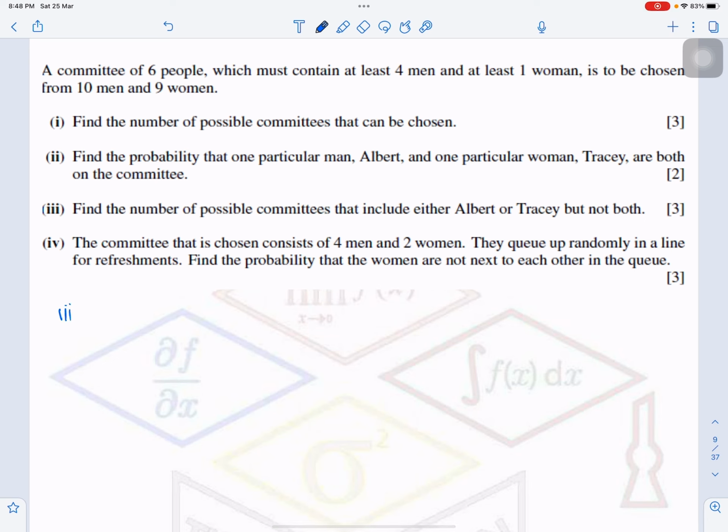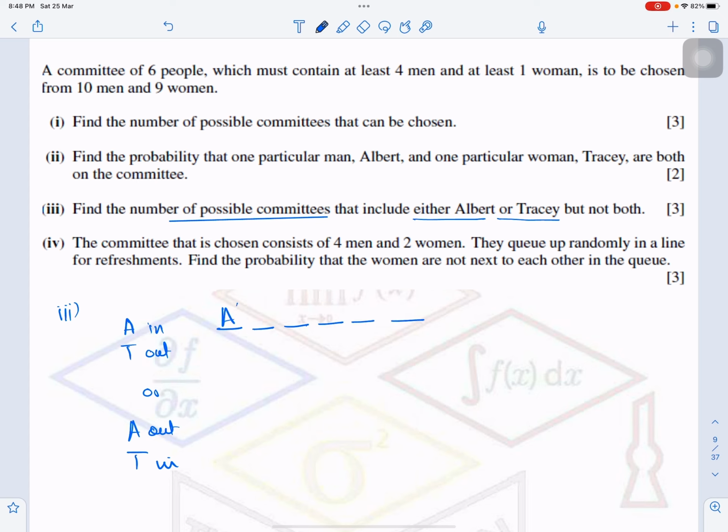Part 3 is find the number of possible committees. Now this is not about probability, okay? Find the number of possible committees that include either Albert or Tracy. So one case is Albert in, Tracy out, or second case is Albert out, Tracy in. Okay, so 1, 2, 3, 4, 5, 6.